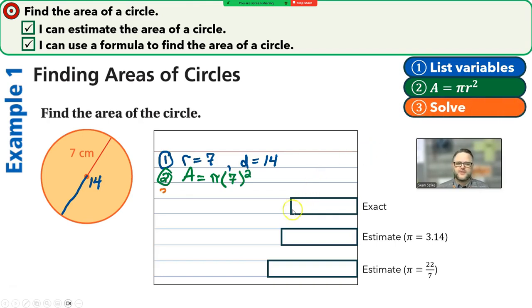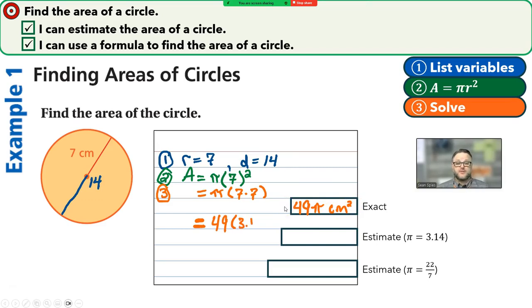Now we're actually going to solve this 3 different times. You'll see why. The first time that we're solving it, we're going to say pi times 7 times 7, because 7 squared means 7 times 7. Now 7 times 7 is 49. We leave that pi there because 49 times pi is 49 pi, and we get centimeters squared. Now this is an exact answer.